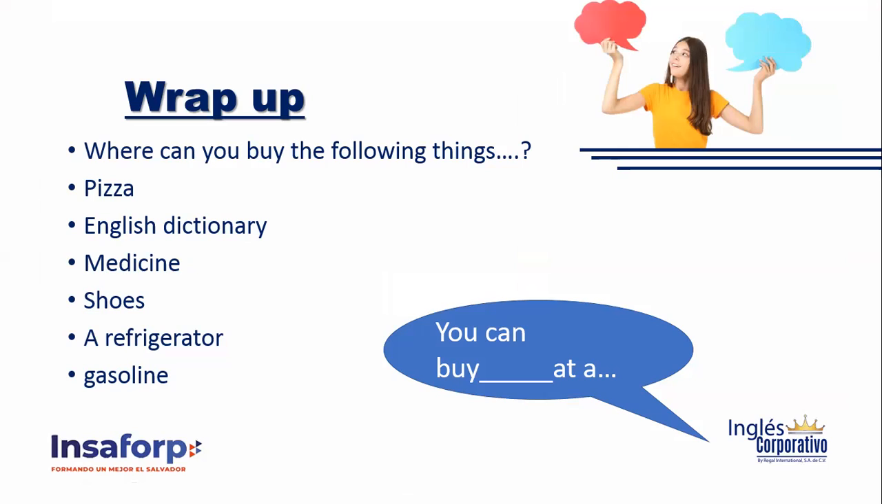Bueno, it's time for the wrap up. Where can you buy pizza? Use the structure. You can buy pizza at a restaurant. Okay. Where can you buy an English dictionary? At the bookstore. You can buy a dictionary in the bookstore. At a bookstore. Okay. Where can you buy some medicine? At the drugstore. You can buy medicine at the drugstore. At the drugstore or pharmacy.